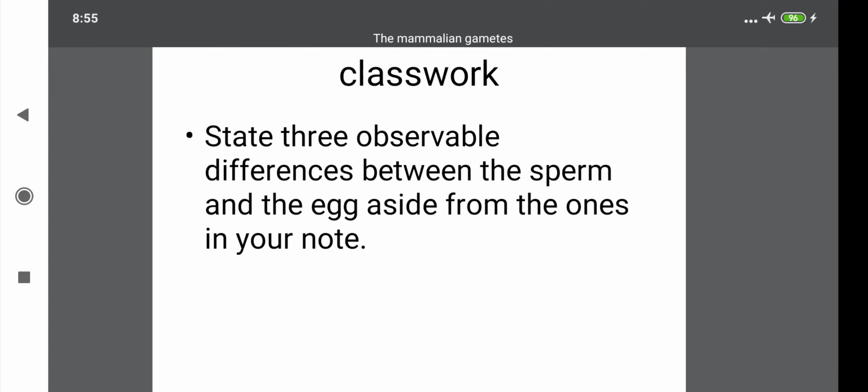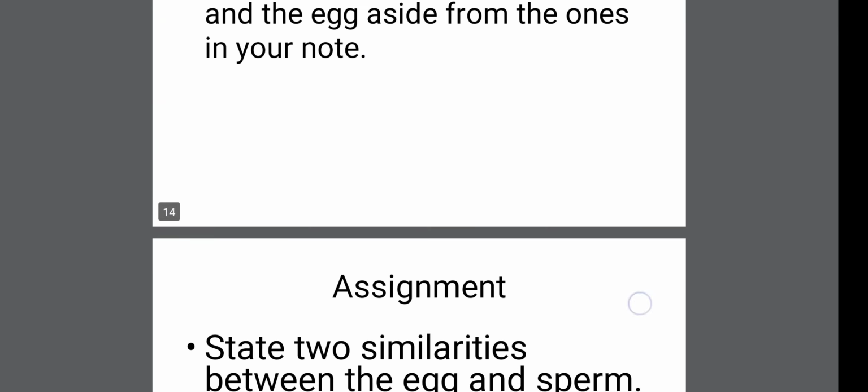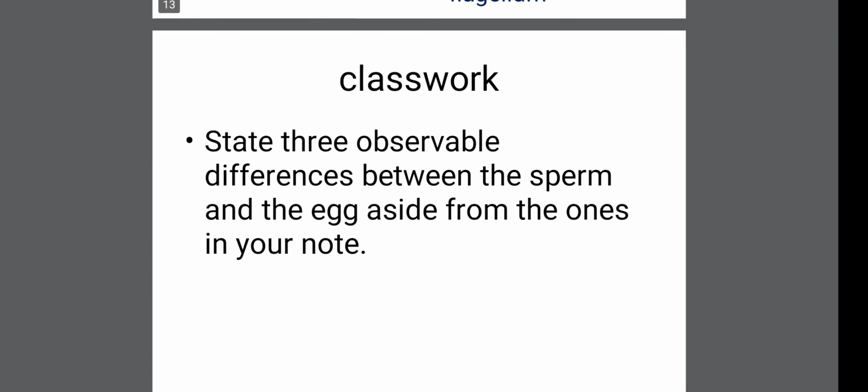Classwork. State 3 observable differences between the sperm and the egg, aside from the ones in your notes. Look at the diagrams. I want you to be able to differentiate them. What are the differences, looking at the diagrams?